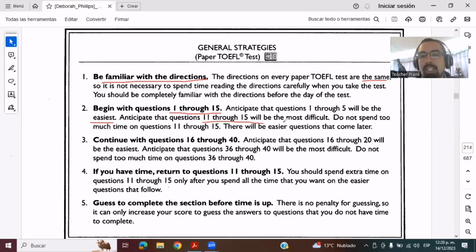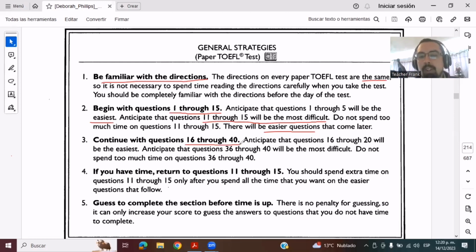So you need to know this. Do not spend too much time on the difficult ones, right? It's going to demotivate you, demoralize you. If they're difficult, just continue with that motivation. So the easier questions will come later. Continue through 16 to 40, right?